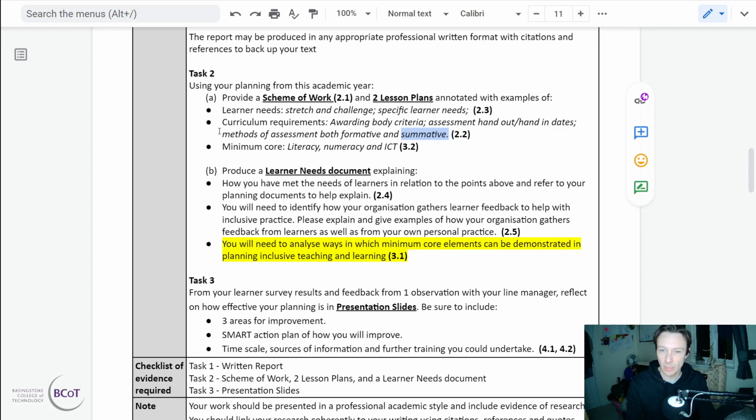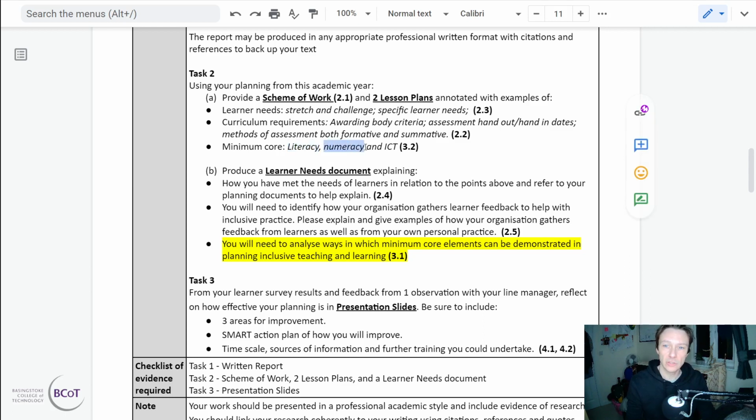I'm also looking in the scheme of work and 2 lesson plans for minimum core. How are you embedding literacy? So use of glossary, checking on spelling and grammar, opportunities for communication techniques and oratory, as it were, verbal communication skills, debates, discussions, presentations.